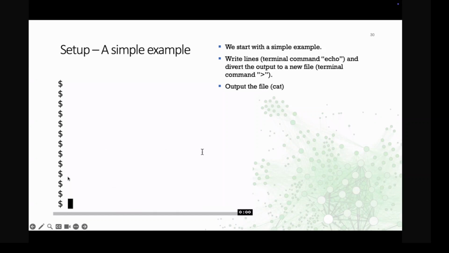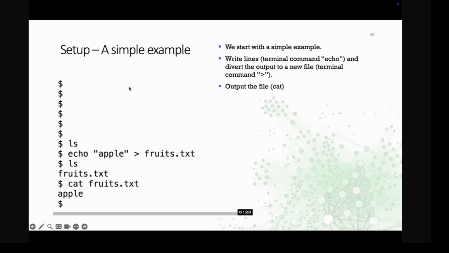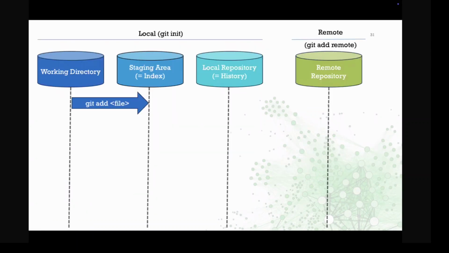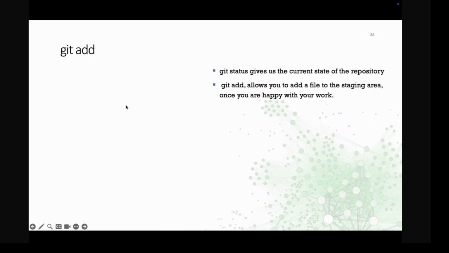And if you want to see what is in the file fruits.txt, you can use the cat command to print this file to the command line again. So we have this file, we use cat fruits.txt, and then there's apple. So that's just a very, very simple text file. If I'm now happy with whatever is in that text file, I can add it to the staging area. And what I do is call the command git add and the file name.